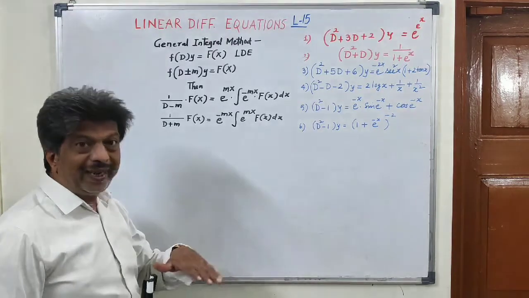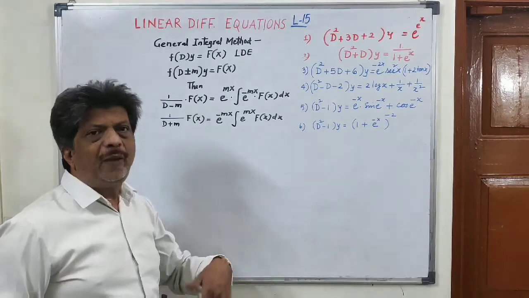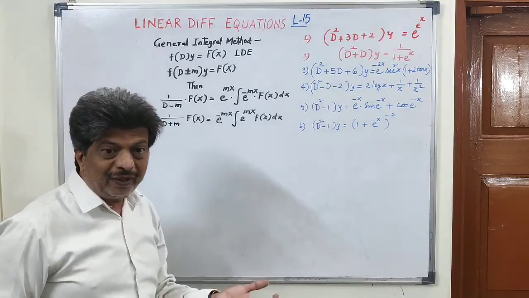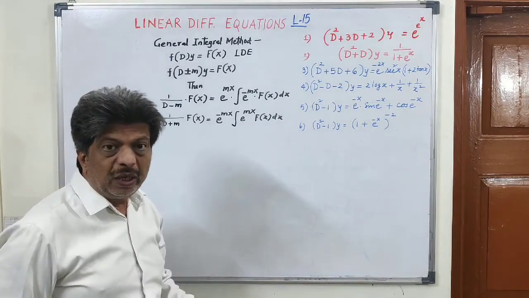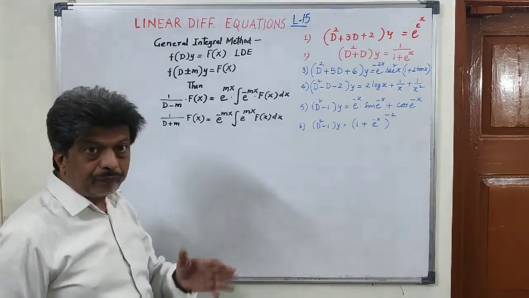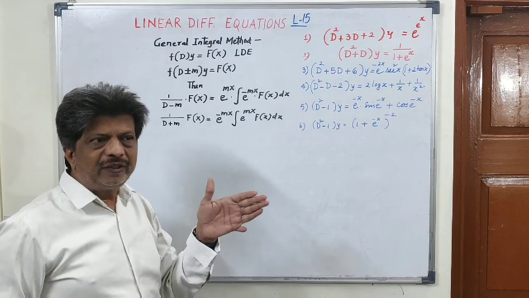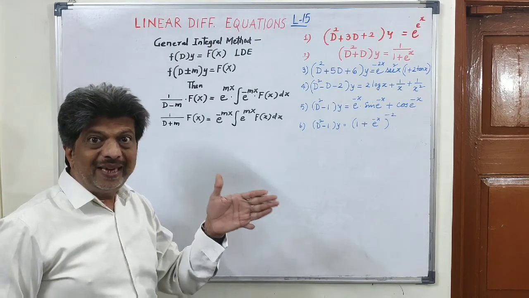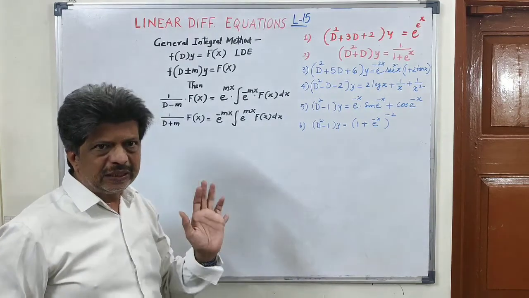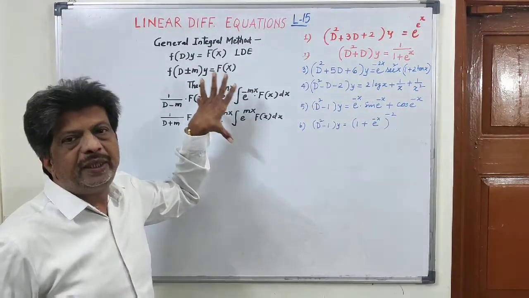But if the function is e raised to power x, instead of e raised to power ax, or sine of e raised to power x, or cos of e raised to power x, or sine of e raised to power minus x, moreover if the right hand side function is tan ax, cot ax, sec ax, or log of ax, then under these circumstances we insistently use this general method.